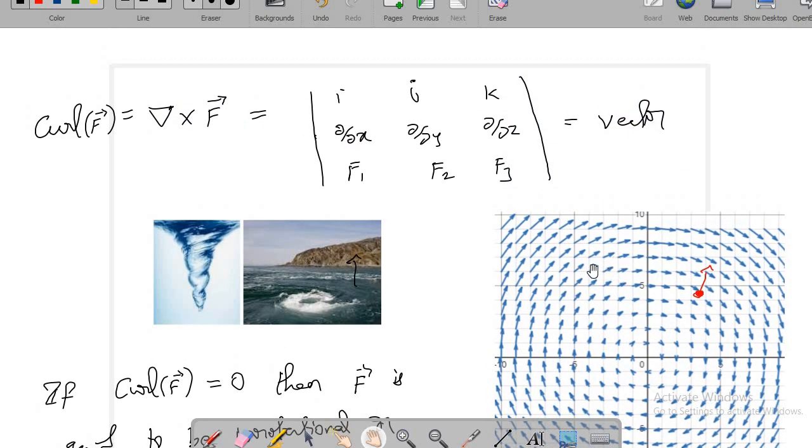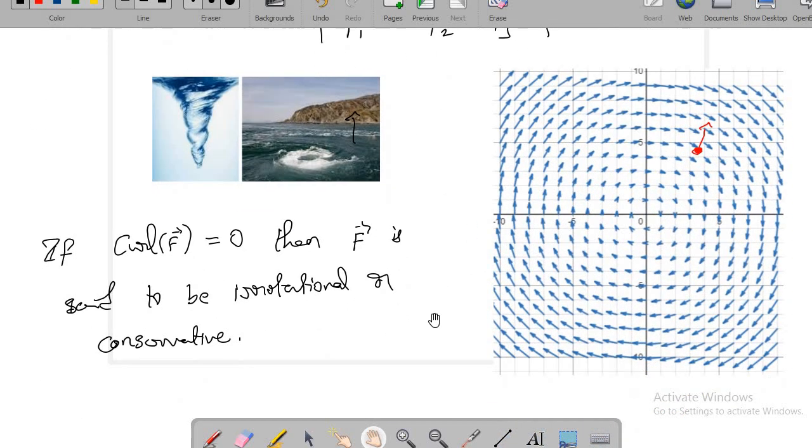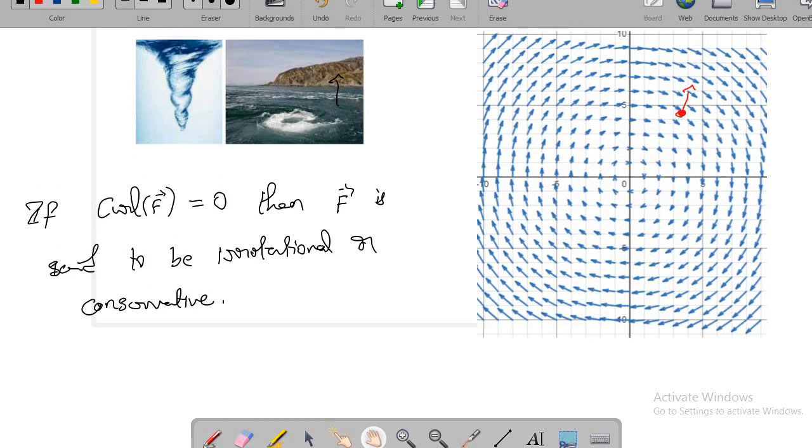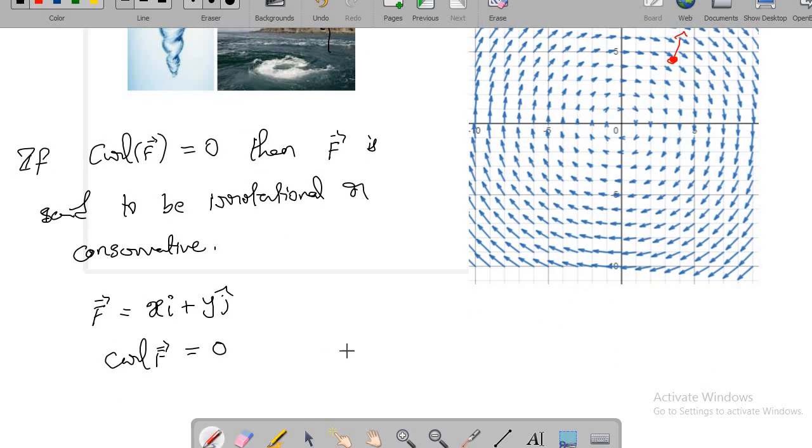So this vector field is not conservative. You can see that the curl is not 0 here. Whereas if you take the earlier vector field, like F bar equal to xi plus yj, this vector field is irrotational, because you can see the curl of this vector field, curl F bar, becomes 0. Either you write curl F or del cross F, anything is fine. This is 0. Therefore, this vector field is irrotational.